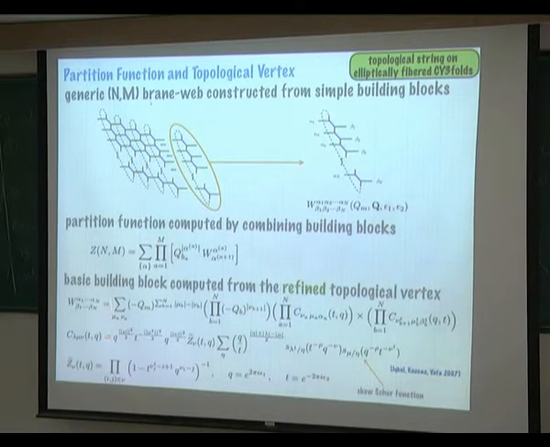Sorry for being a bit technical here, but the point in all of this is that it works for a very generic brane web. I never had to specify exactly what M and N are, so how many building blocks I have in this row or in this column. It's just a combination and a patching together of the simplest topological vertices, which is the 3-point junction here.